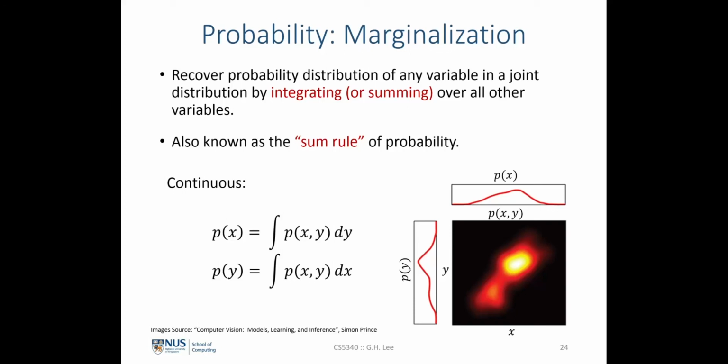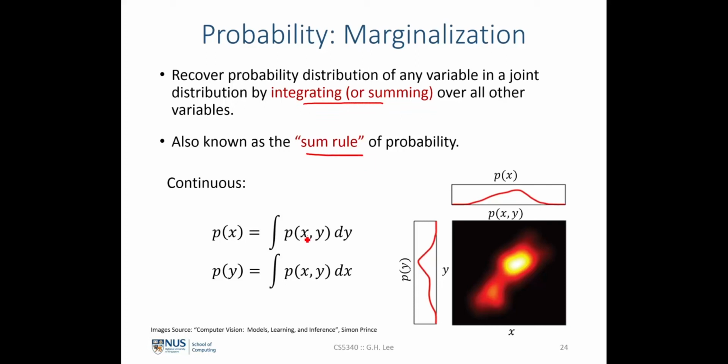So after we have defined the joint probability, the next thing that we need to define would be the marginalization of the probability. We can marginalize a joint distribution to obtain the marginal probability by summing up over all other random variables. This is because of the summing up or integral process. This is also otherwise known as the sum rule of probabilities.